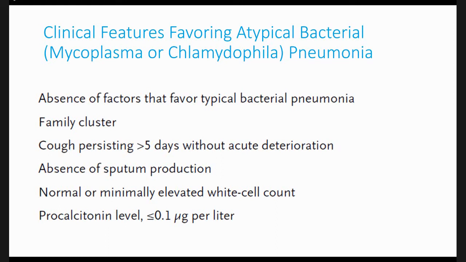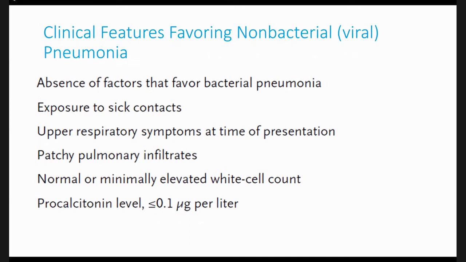Absence of sputum production. Normal or minimally elevated white cell count, as compared to the typical one, where it is generally high or below normal. But here there will be normal or minimally elevated. Procalcitonin will be less than 0.1 microgram per liter. Some features suggest that the person has pneumonia which is likely to be non-bacterial, or most likely viral.